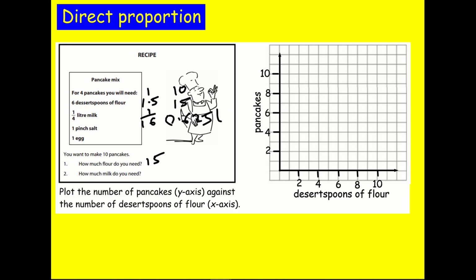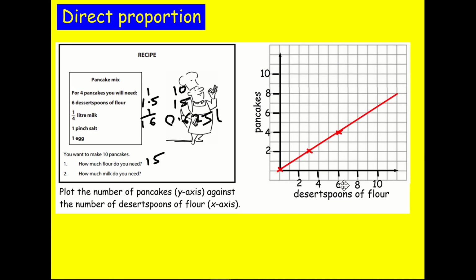Okay, that was just a little starter, because the main thing I want us to do is plot the number of pancakes against the number of dessert spoons, as shown on this graph. So what I'd like you to do is have a go at this. You're going to have to draw your own axes in a similar sort of way, and then attempt it. Okay, so I'm going to have a go at it. Actually, I've done one earlier because I want to save a bit of time. So this is what I did.